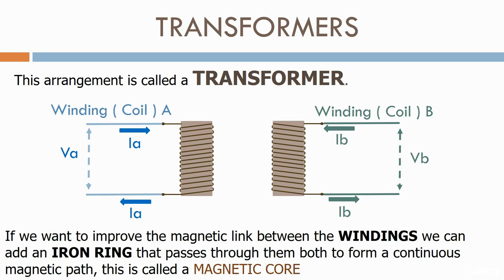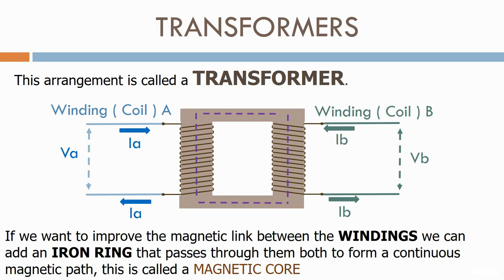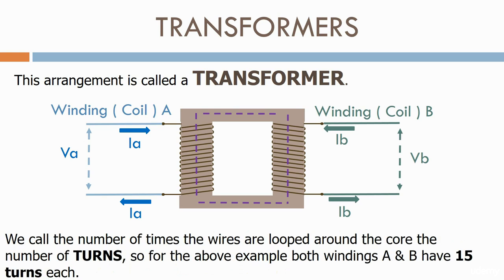If we want to improve the magnetic link between the windings, we can add an iron ring that passes through them both to form a continuous magnetic path. This is called a magnetic core. We call the number of times the wires are looped around the core the number of turns. So for the above example, both windings A and B have 15 turns each.